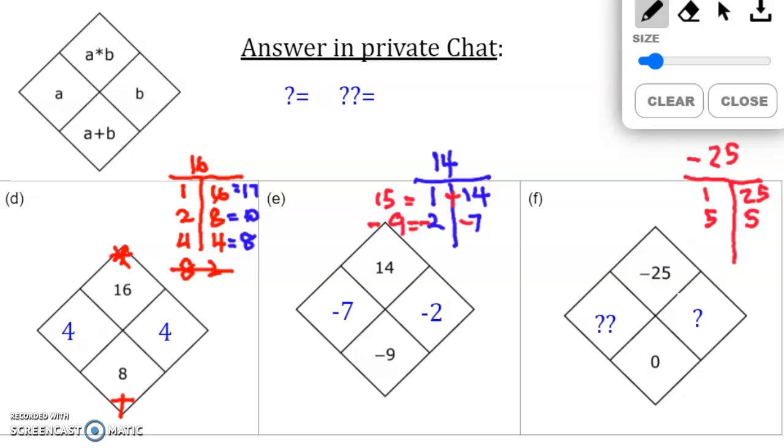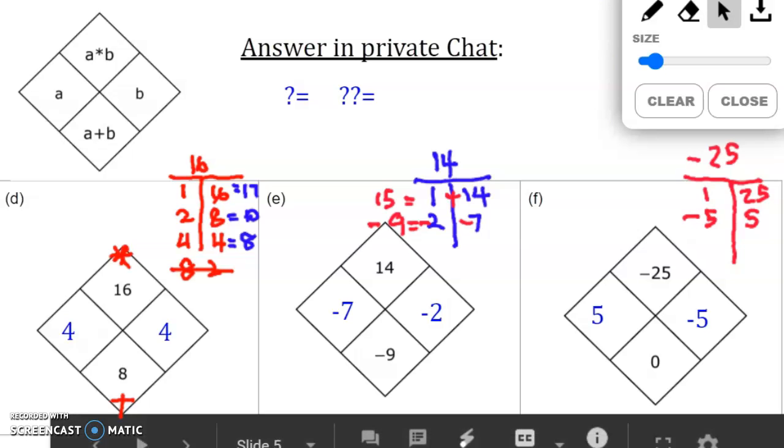What about this? I know that one of them has to be negative, and it doesn't matter which since they are both the same number. So negative 5 times 5 is negative 25. So this is the combination. It's negative 5 and 5. And we put it in there.